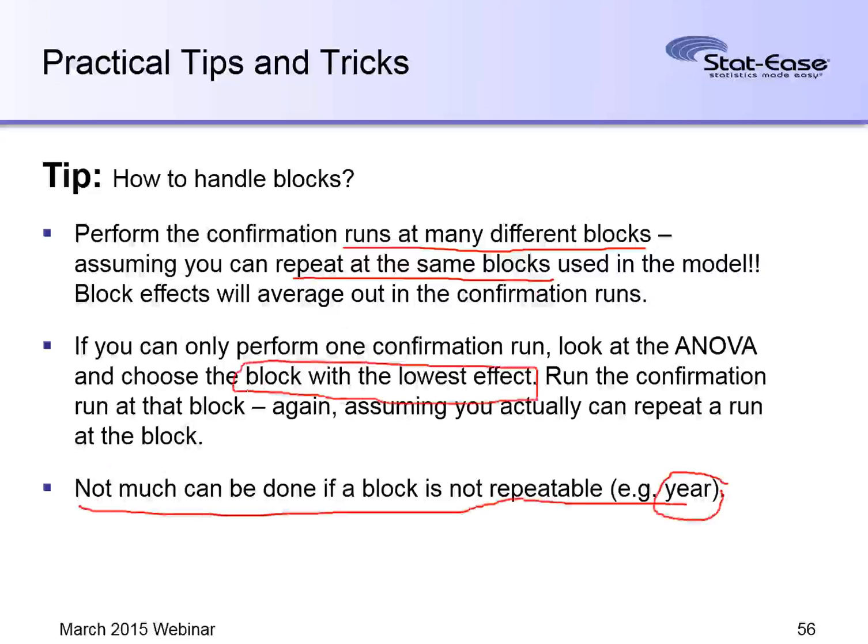This should actually probably say not the lowest effect, but the lowest absolute effect. So in other words, the effect that's closest to 0. Do the confirmation run at that block because it'll have the least effect on the response. And again, just to conclude, not much can be done if a block's not repeatable. You'll just have to go with what you can do at that point and hope for the best.